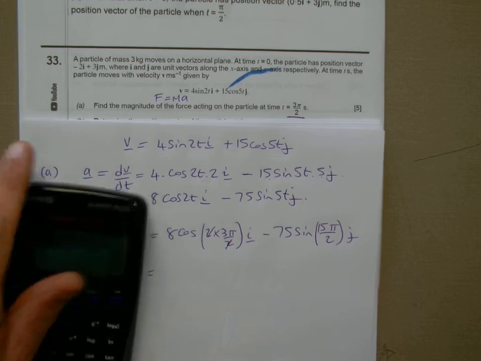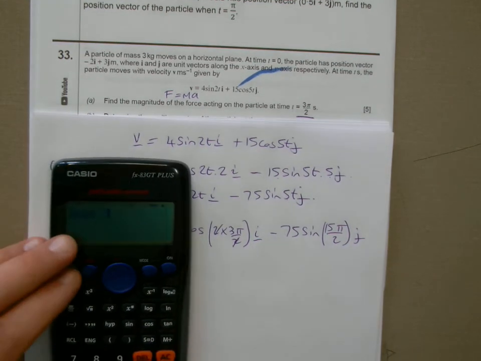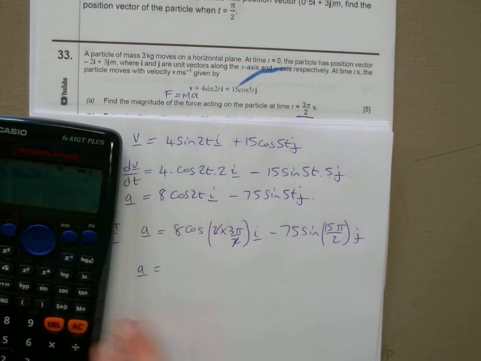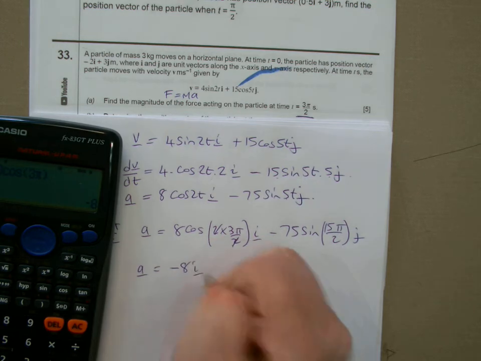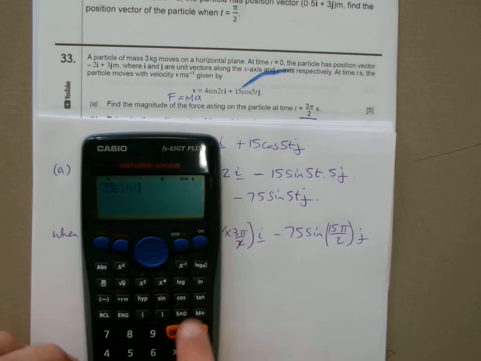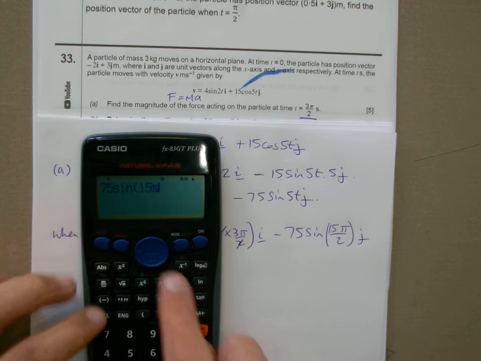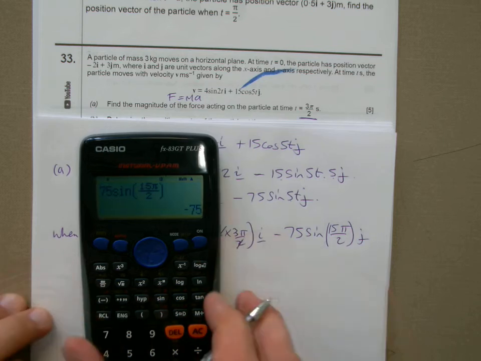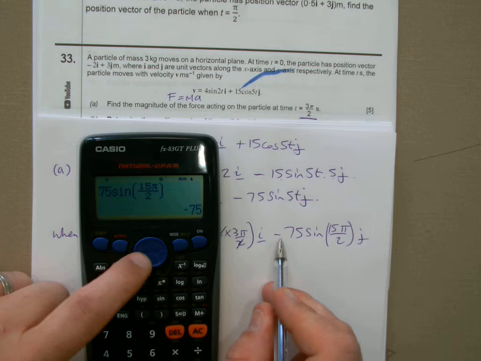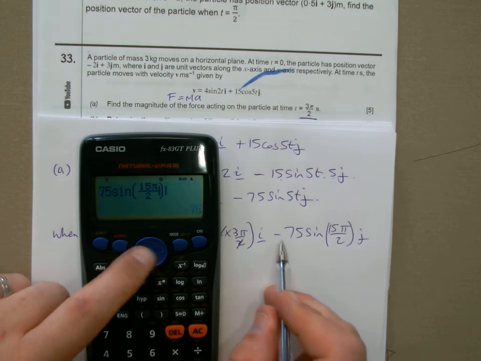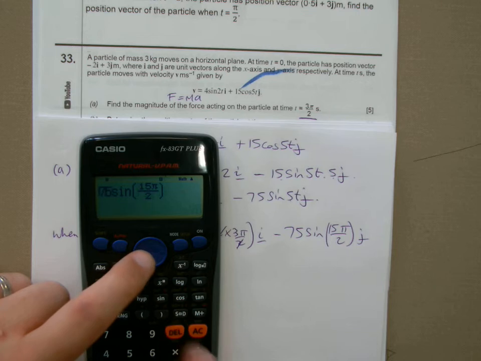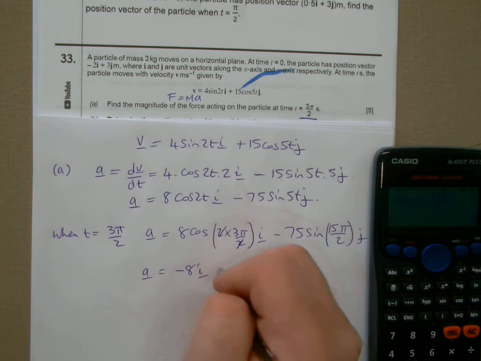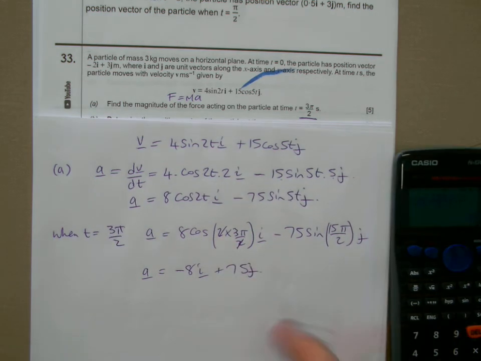Okay, so I get 8 cos 3 pi, which turns out to be minus 8 i, and then 75 sine 15 pi over 2, which turns out to be minus 75, but there's already a minus there, isn't it? So if I check the minus in front, you'll see what I mean. So if I type that in, it comes up as positive 75, right? j.